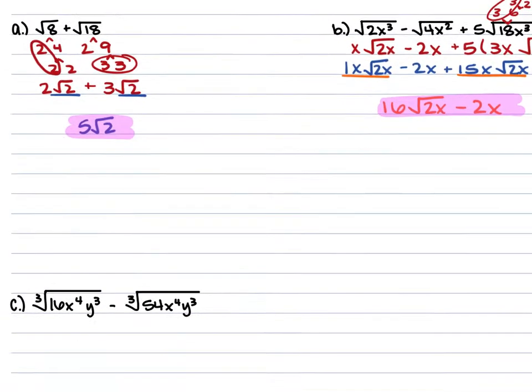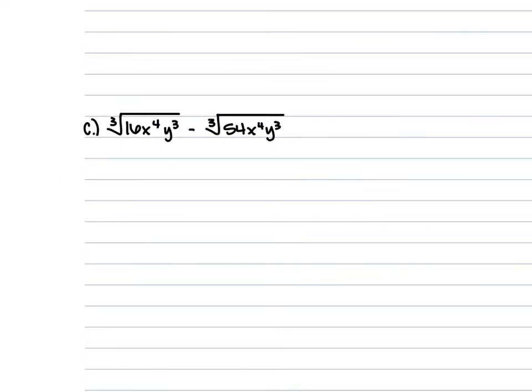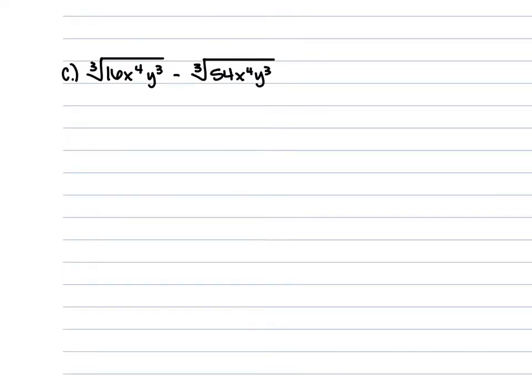For example C, we have the cube root of 16x to the 4th power y cubed minus the cube root of 54x to the 4th power y cubed. So again, we're going to simplify these first before we can do any adding or subtracting.